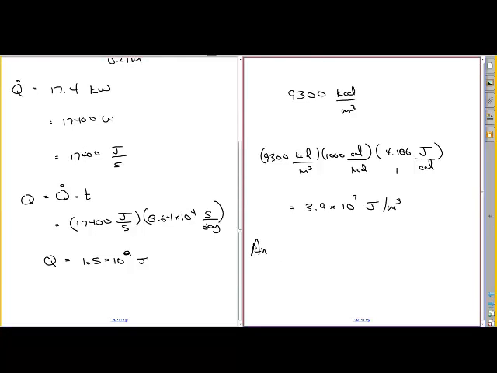So the answer: meters cubed of gas is going to be equal to 1.5 times 10 to the 9th joules divided by 3.9 times 10 to the 7th joules per meter cubed. And when I divide it, this meters cubed will come up to the top, and I'll get just meters cubed. So I have that number divided by 3.9 e to the 7th, and I end up with 39 meters cubed of gas.